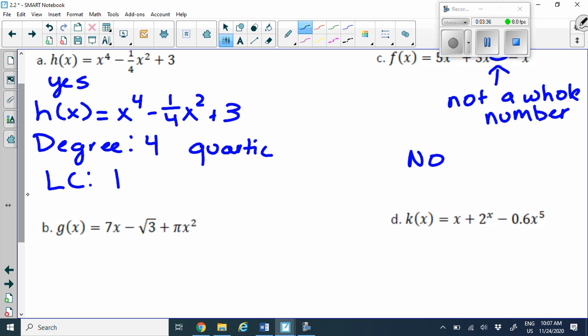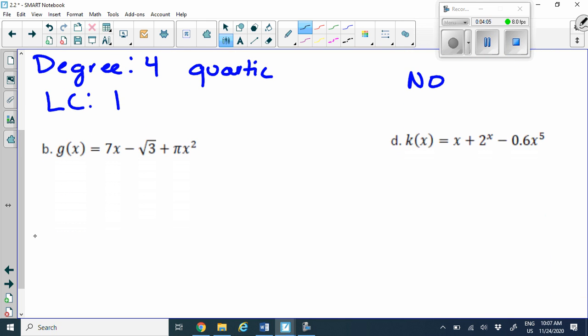2, are all the exponents whole numbers? Well, squared is, and remember on the 7x, that's x to the first. 1 is a whole number, so that's good. Next, we have to figure out, are all the coefficients real? 7 is a real number. What about square root of 3? Yes, that is a real number. It doesn't have i, so it is a real number. What about pi? That is also a real number. As long as it doesn't have i, it's a real number. So since we satisfied all 3 criteria, then yes, this is a polynomial function.